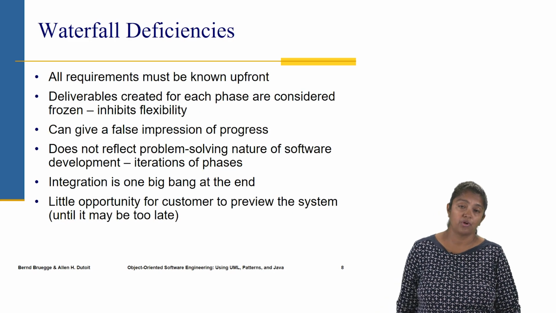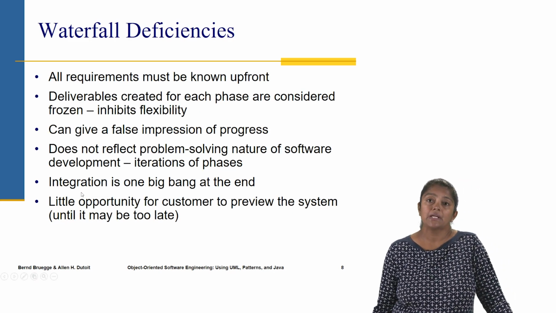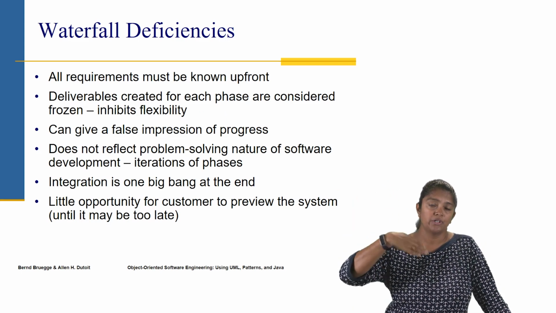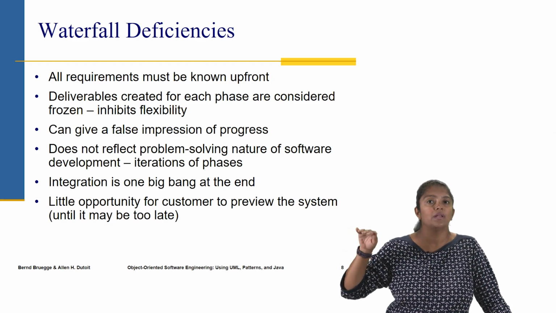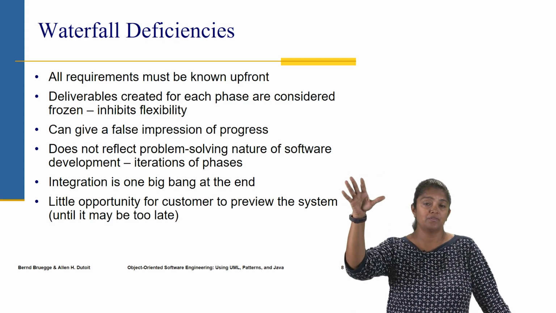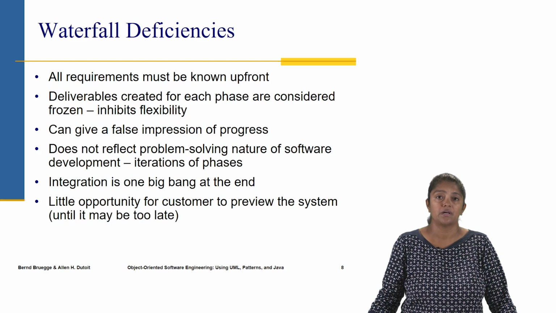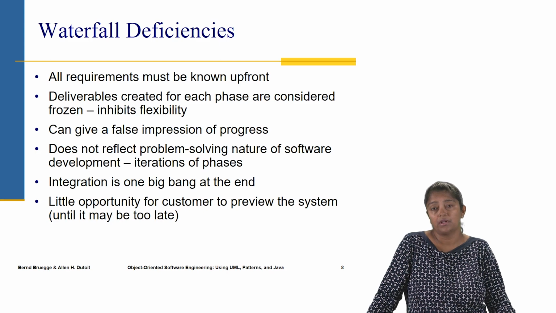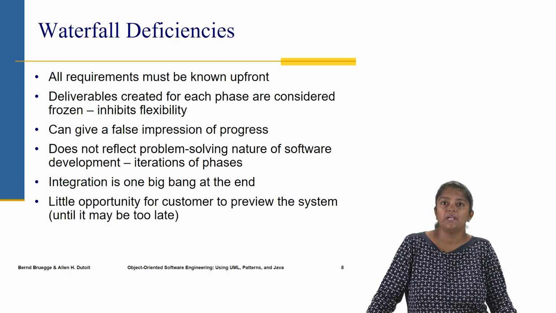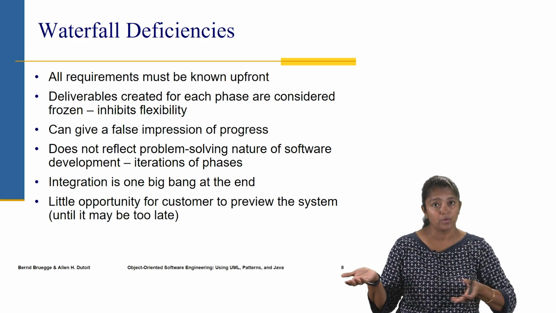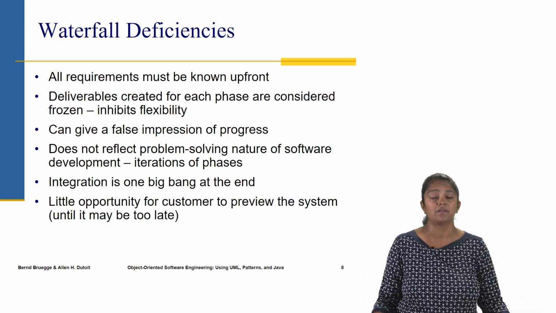Now the deficiencies of waterfall are, as you might guess already, that requirements happen at the very beginning, and then once that's done you move on into the other phases and there's no looking back. So all the requirements must be known upfront. They cannot be changed once you're done with the requirements analysis and you move on to the next steps. So one has to have a very clear idea of what the requirements are upfront. This model is good for systems where the requirements are known upfront, but otherwise it's a disadvantage.